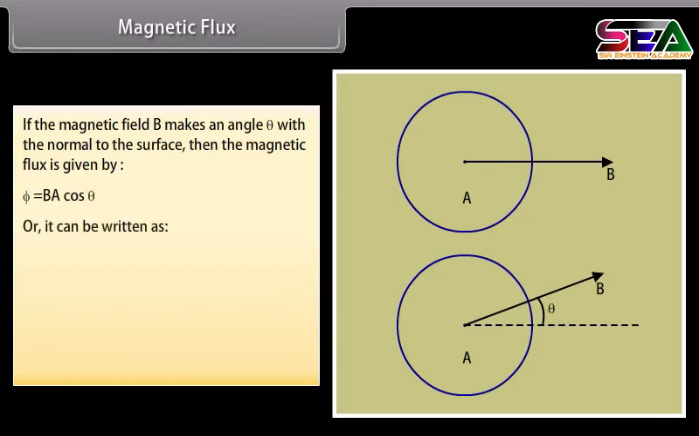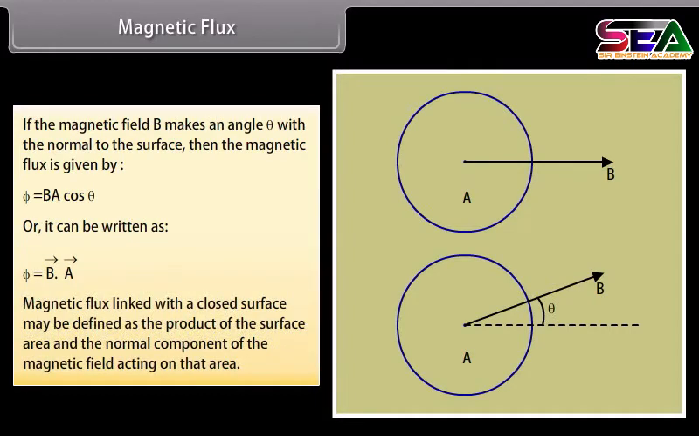Or it can be written as phi is equal to the dot product of B and A. Magnetic flux linked with a closed surface may be defined as the product of the surface area and the normal component of the magnetic field acting on that area.